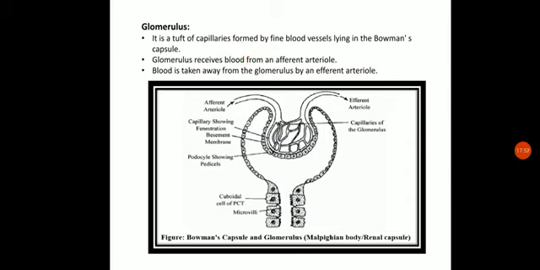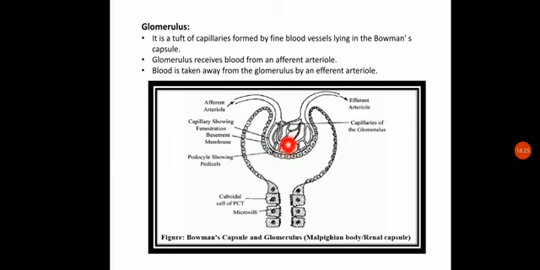Now the glomerulus is the one which receives blood from the afferent arteriole. We have seen that the renal artery will be entering the kidney, and then forming branches. These branches are called afferent arterioles. The afferent arteriole will be taking the blood to the glomerulus.